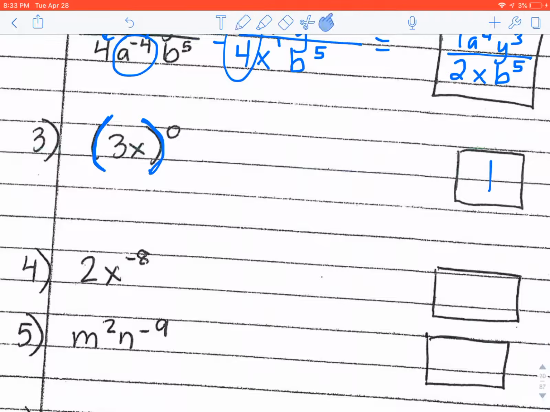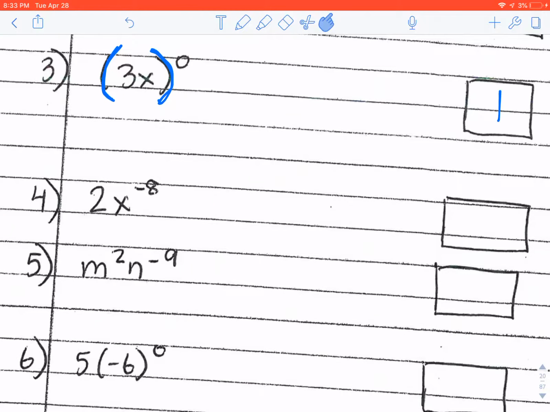Okay? Number 4, I also noticed some mistakes on this when I was checking homework. You want to first make number 4 as a fraction. You are then only moving the negative exponent to the opposite side. So that x to the negative 8th moves.